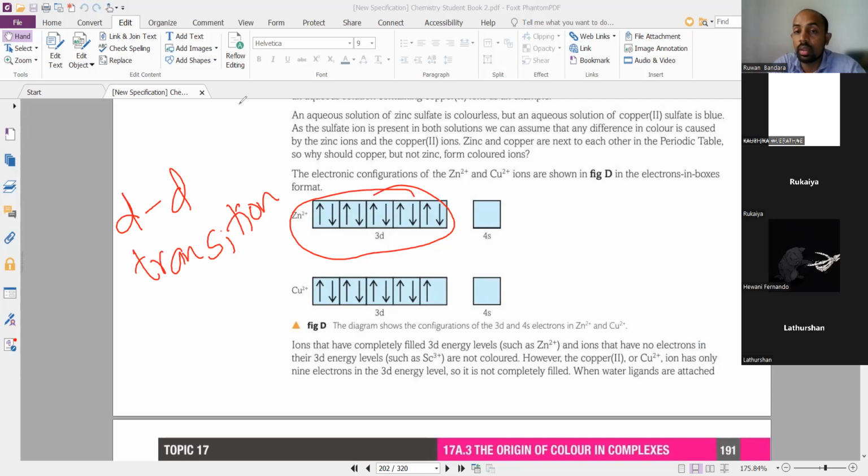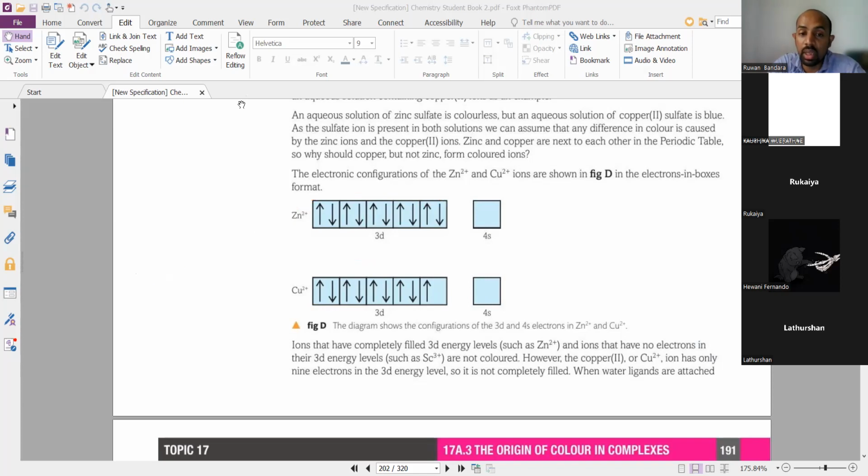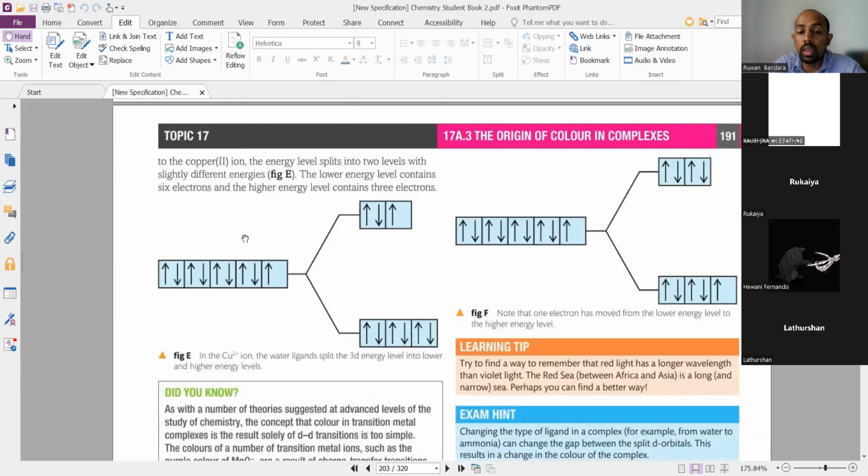Okay. So this is what you have to learn by heart when you are writing how the color is formed, right? And here the second diagram. After that, you have to draw this one. And note that this electron has moved by absorbing energy from the visible light. Okay, copy this one.